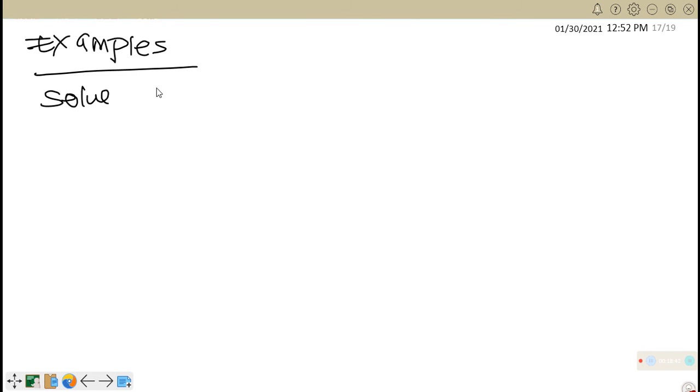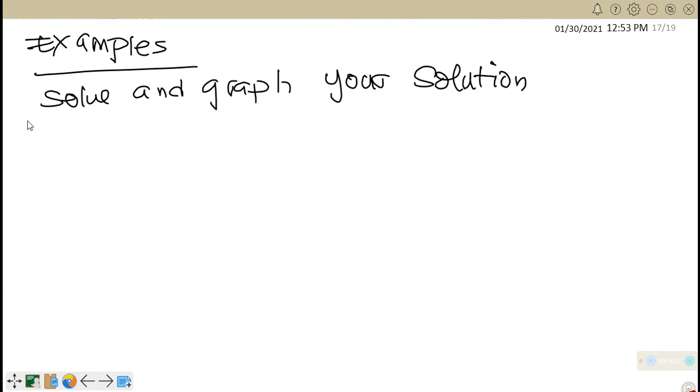Examples. Solve each inequality, express your answers, and graph the solution. Solve and graph your solution. So for number 1, we have absolute value of 2x minus 3 greater than or equal to 2. Okay, here if you look at it, 2 is greater than or equal to 0.